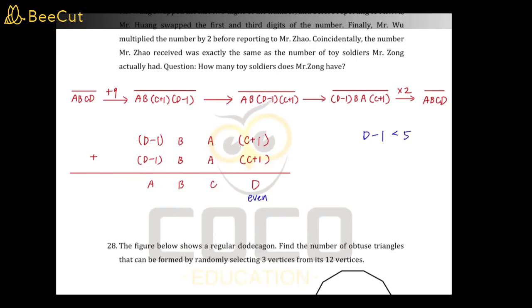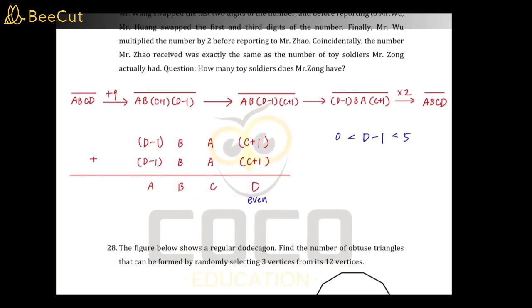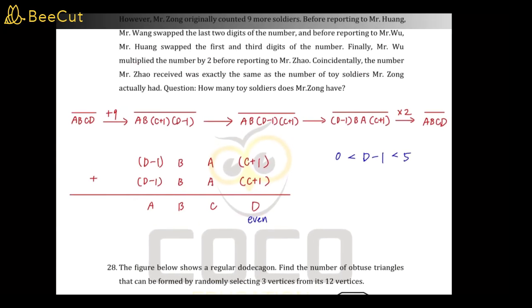Let's just write it this way. This is less than 5. If it's 5, the 5 plus 5 is 10, a carryover to the next digit, but it's only a 4-digit number. The other thing we know is that the first digit cannot be 0, so D minus 1 is the first digit of the 4-digit number. It must be greater than 0. From there, we can find that D is greater than 1, less than 6. And since D must be even, D can only be 2 or 4.